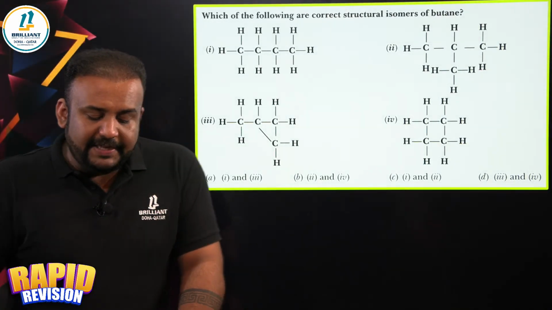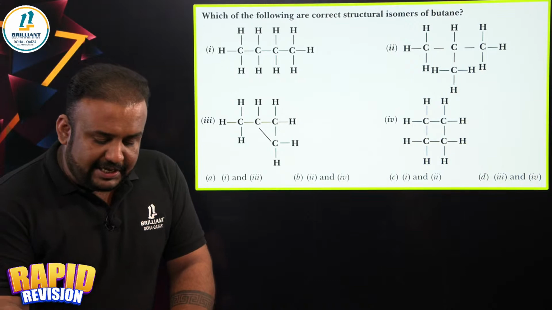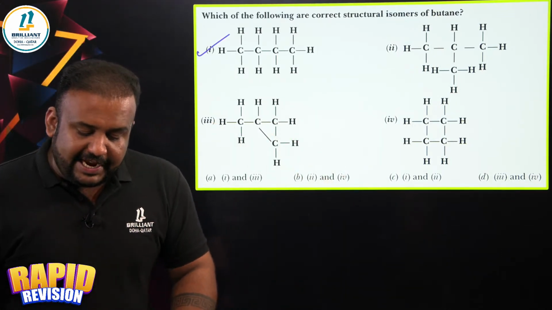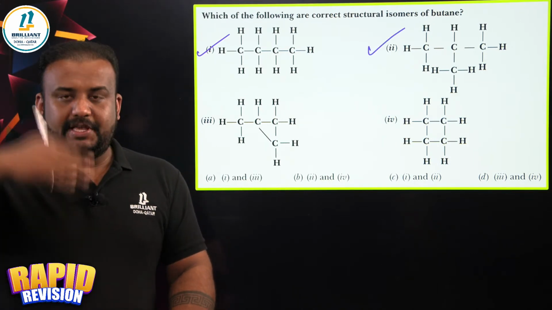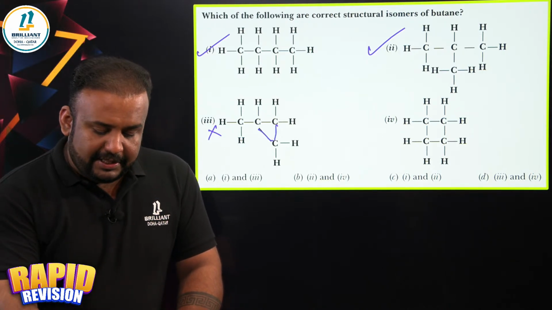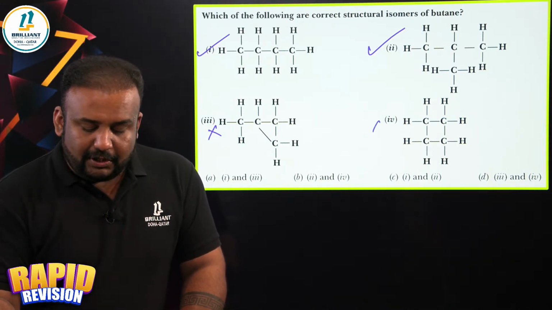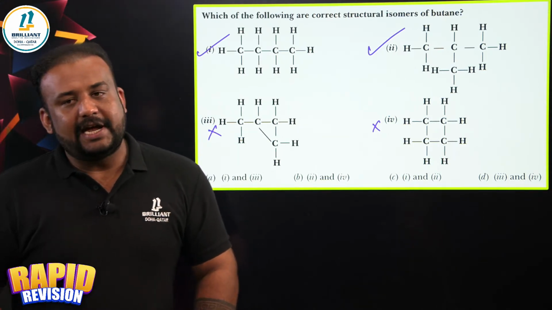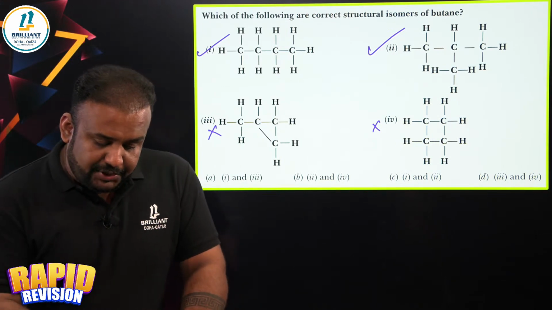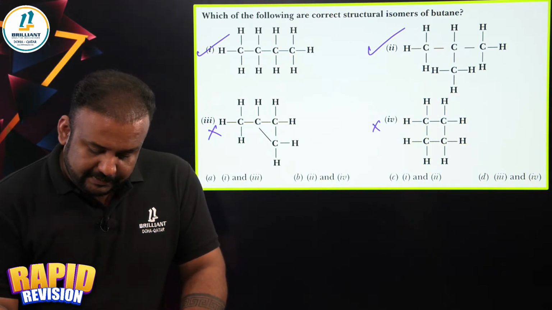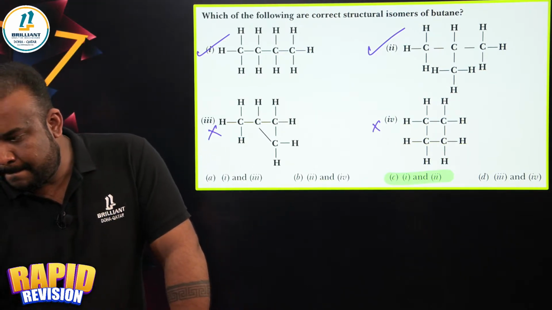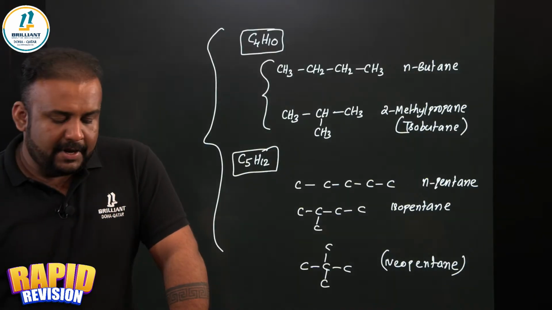Right. So here the question was, which of the following are correct structural isomers of butane? This is correct because it is normal butane. Then look at the second one. The second one is correct because it is 2-methyl propane. The third one is wrong because here you can see it's forming a cyclic type. That is not possible. And the fourth one is also wrong because it is again cyclic. Cyclic cannot be isomers for straight chain alkanes. Okay. So 1 and 2 are the correct ones of butane. Is that clear to everyone?